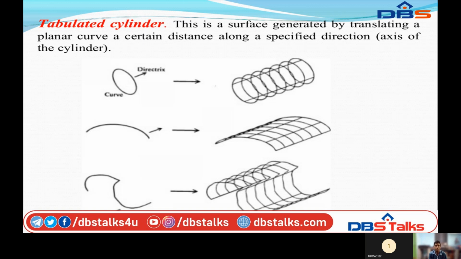This is similar to the axis of rotation. The second figure shows the same. I am taking a curve here, and after interpolating the curve, we get the right side shape. These are the different types of tabulated cylinders.